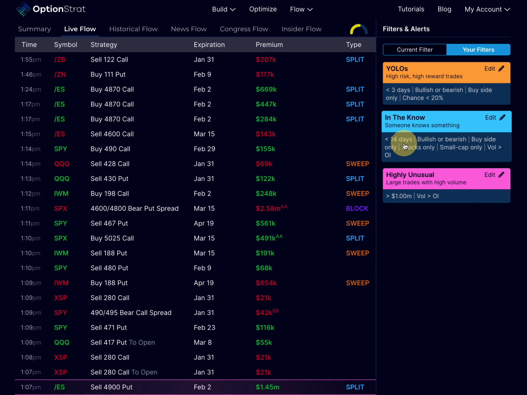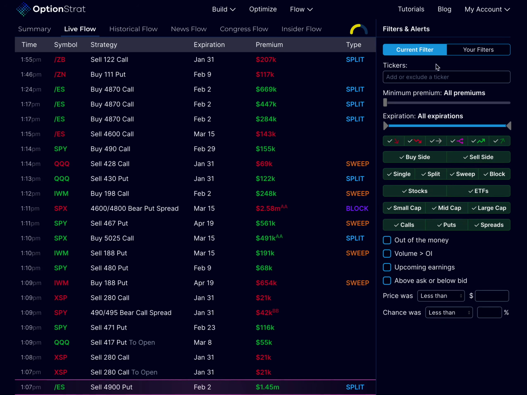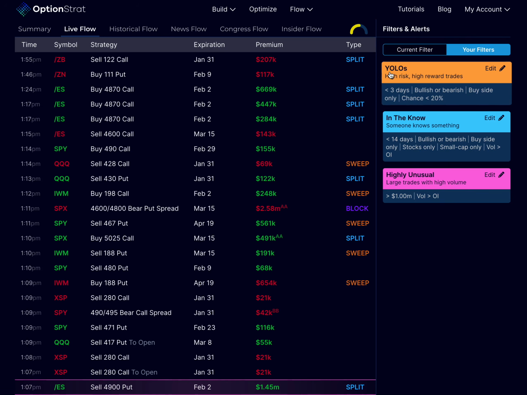This filter is designed to help show when somebody might know something. I don't want to call it inside information, but somebody's done some research that indicates to them that they might want to make a certain move. So again, that's one of the canned ones that's already built in here, as are the YOLOs.